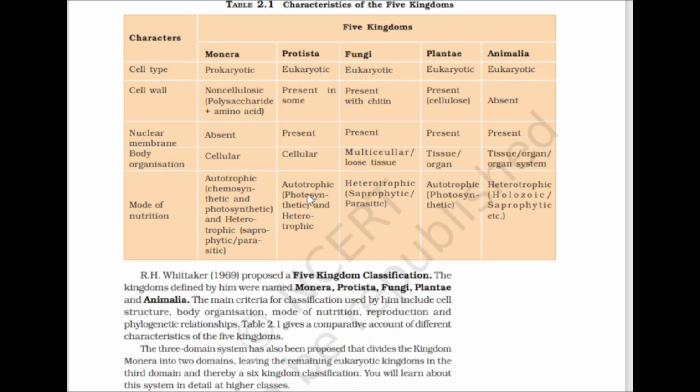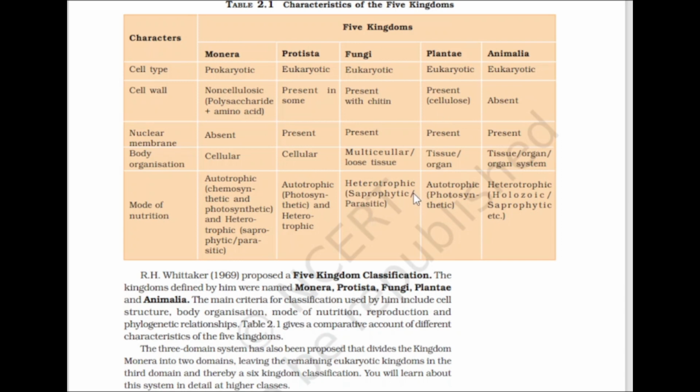Coming to Protista, autotrophic and heterotrophic. In autotrophic, we have only photosynthetic. There is no chemosynthetic. Chemosynthetic mode of nutrition is only in kingdom Monera, that is prokaryotic cells. Coming to fungi, heterotrophic nutrition, that is saprophytic and parasitic.